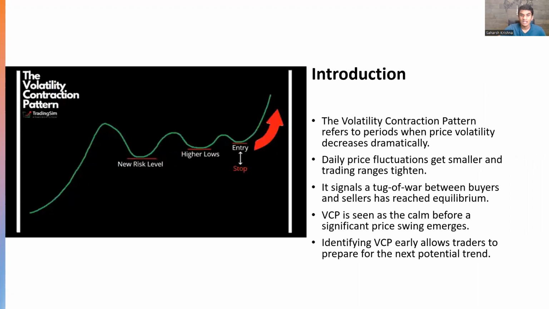VCP is seen as a calm before significant price swings emerge, and which way the price breaks can indicate where the market might be headed. This pattern essentially tells us that the market isn't certain about its direction. Identifying these VCP patterns early is super important for traders. It's like getting a heads up for the next significant move. It helps to predict which way the prices might go.